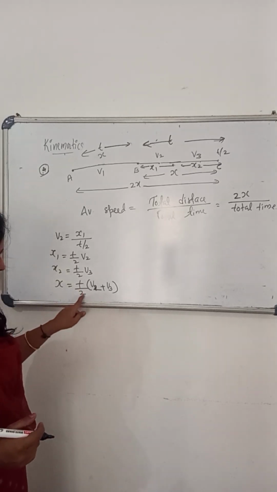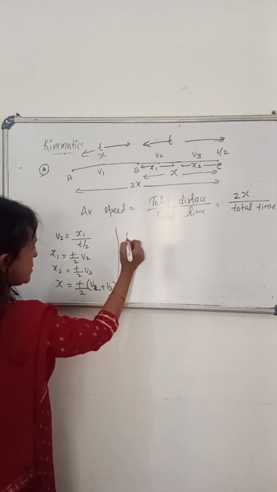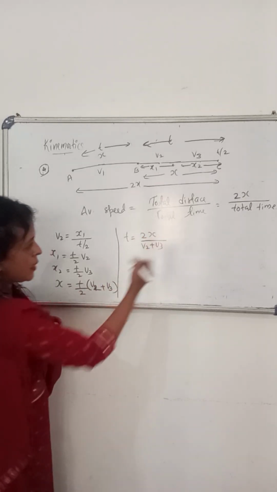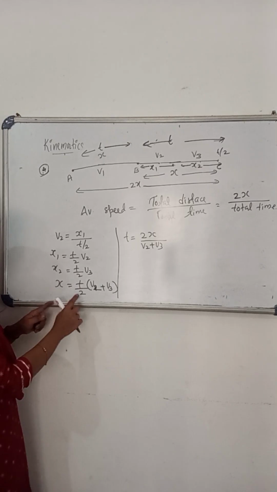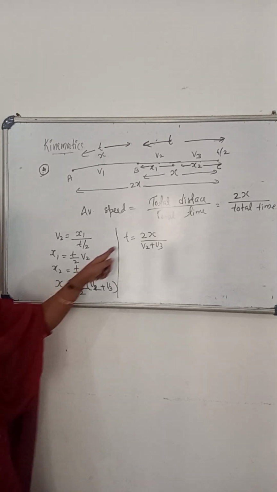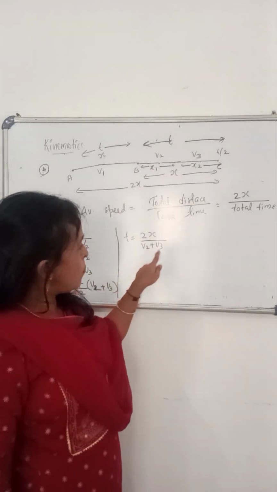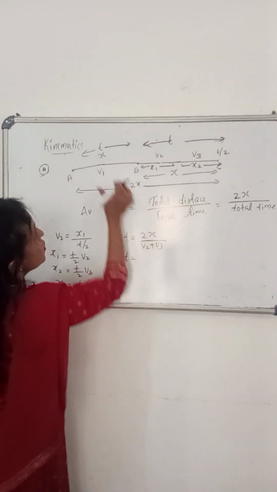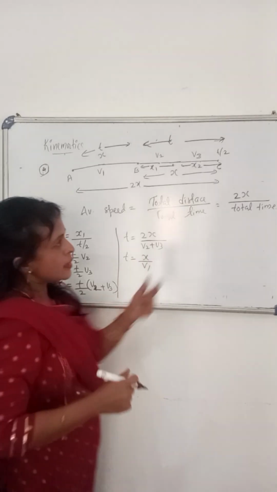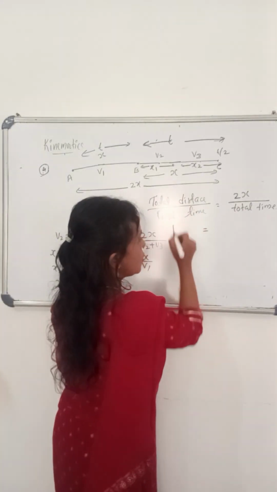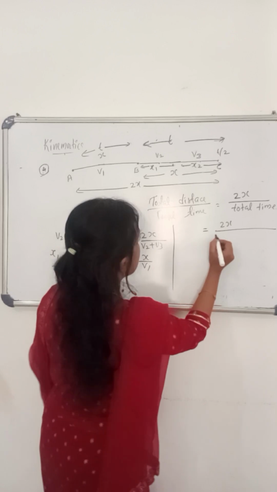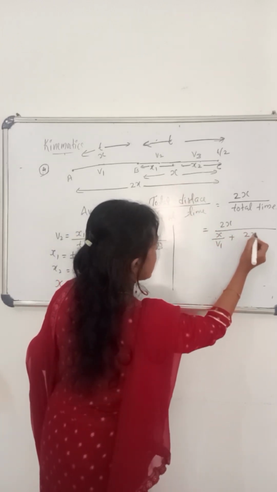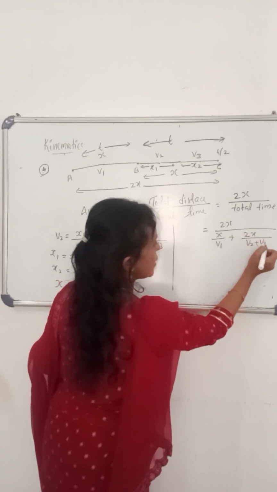Then what is the time here? t is equal to 2x divided by (v2 plus v3). Just bring these two from the denominator to the numerator. So t is equal to 2x by (v2 plus v3). Then the other time is t equal to x by v1. Then substitute here: average speed equals 2x divided by x by v1 plus 2x divided by (v2 plus v3).